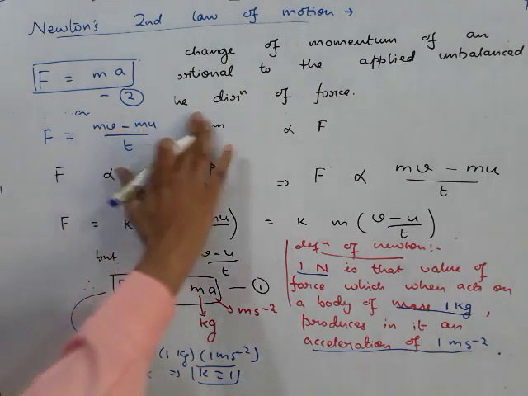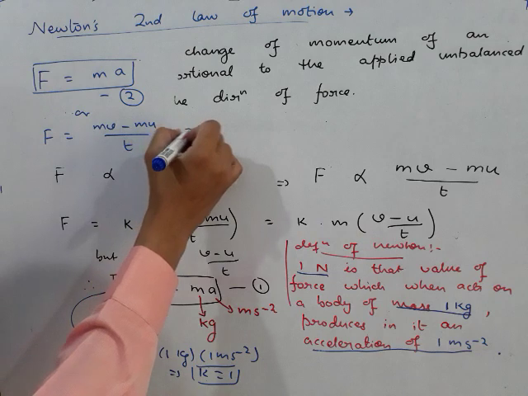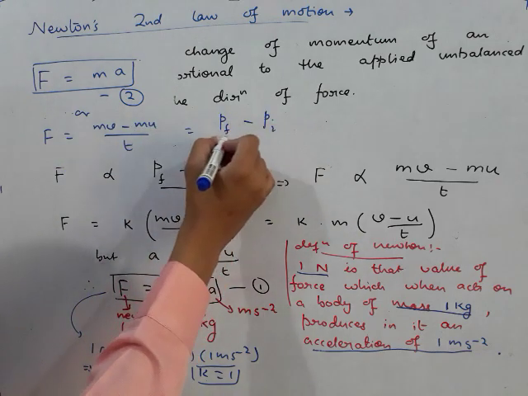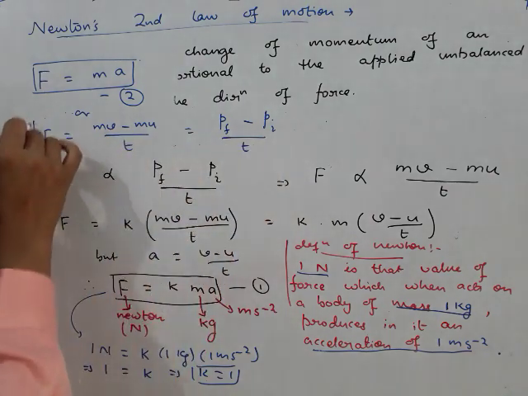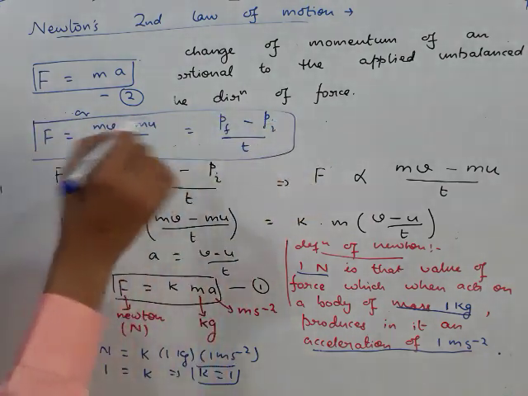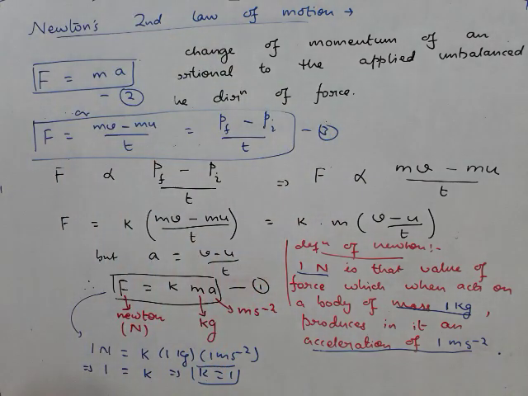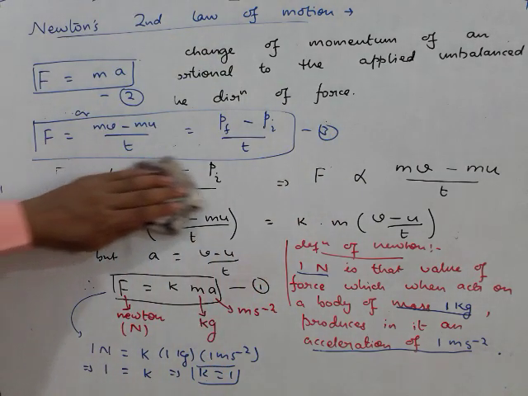What is mv? mv is the final momentum, so I can write it as pf. What is mu? Initial momentum, I can write as pi, by t. So this is also a mathematical formulation for Newton's second law of motion. The equations 2 and 3, let me write that.